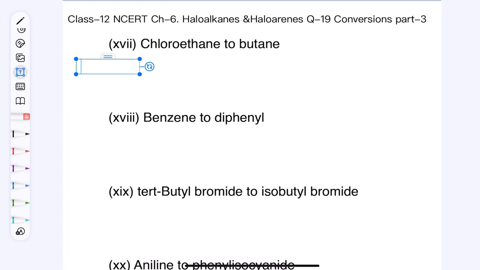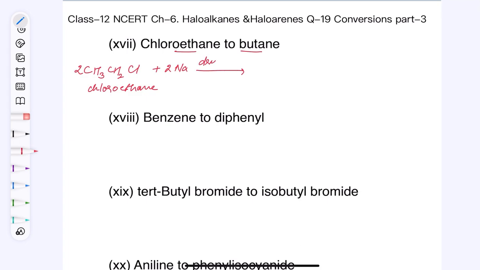This is a very simple one. You can take chloroethane, CH3 CH2 Cl. This is your chloroethane. Now here it is a step up reaction. You need to prepare butane, which has double the number of carbon than your chloroethane. So let us take 2 moles of chloroethane and let us make its reaction with sodium in the presence of dry ether. And here you will get the product directly, your alkane, which is your butane.